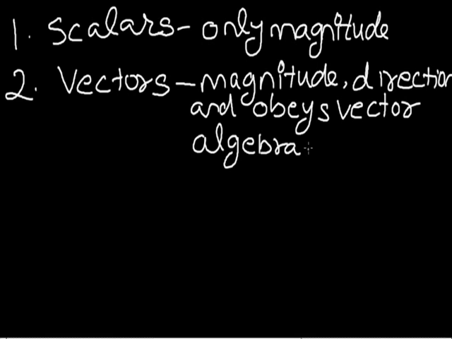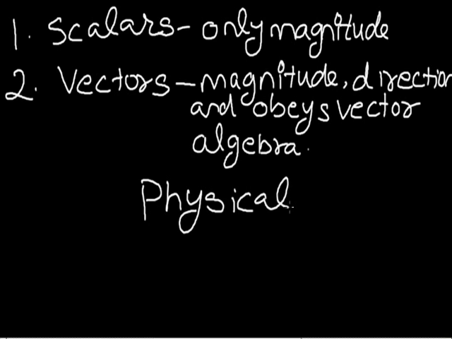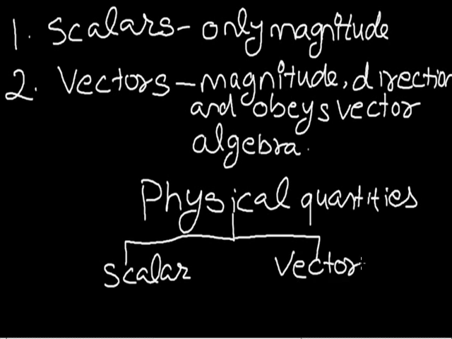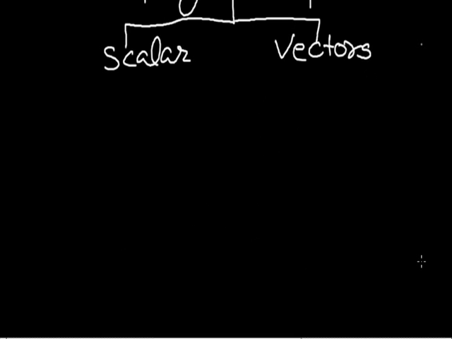Now this is the mind map. So let's see physical quantities. They are classified in two types. The first one is scalar and the second one is vectors. Okay.